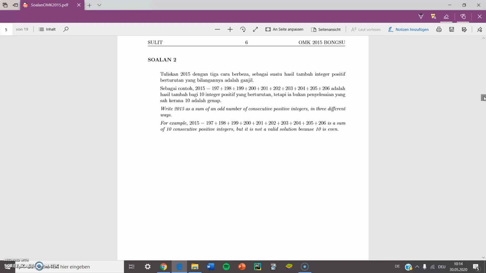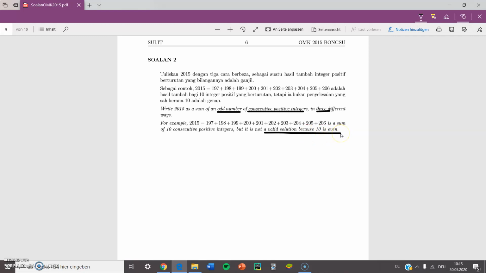So take a look at the question. Write 2015 as a sum of an odd number of consecutive positive integers in three different ways. The crucial words are odd number, consecutive positive integers, three different ways. They've given an example, 2015 equals 997 plus until 206, but it's not a valid solution because then it's even.